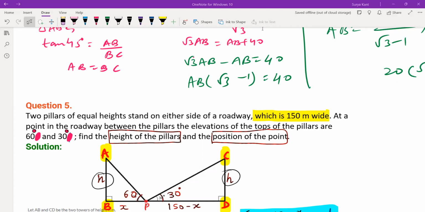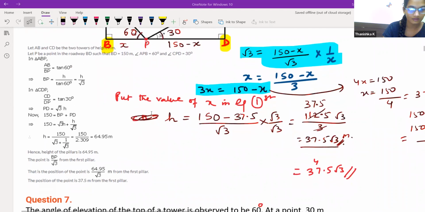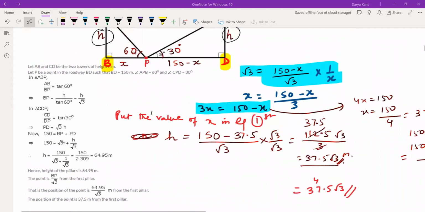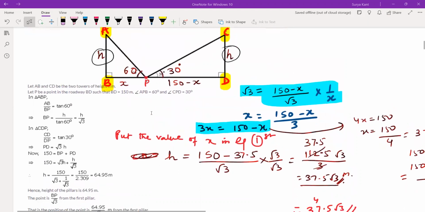Sir, I sent you my answer. Yes, I received your answer. Okay. 75 root 3 is the height of the pillar, right? Yes, sir. Okay, let me solve right now.